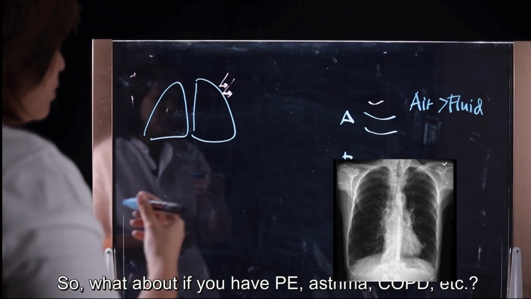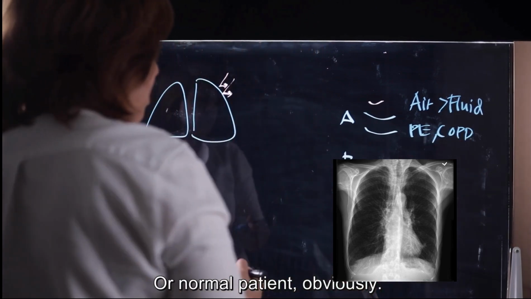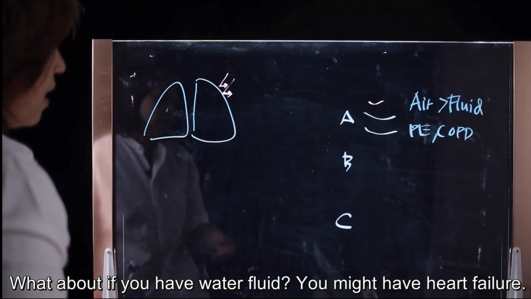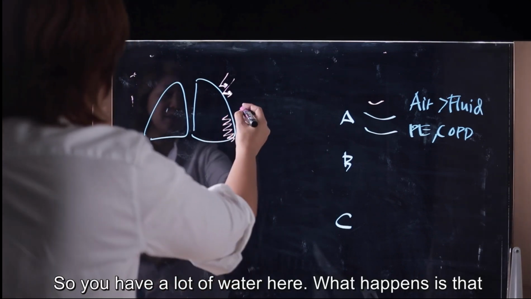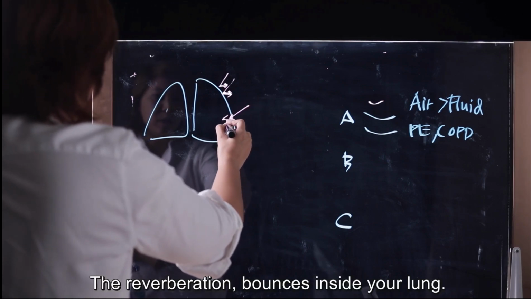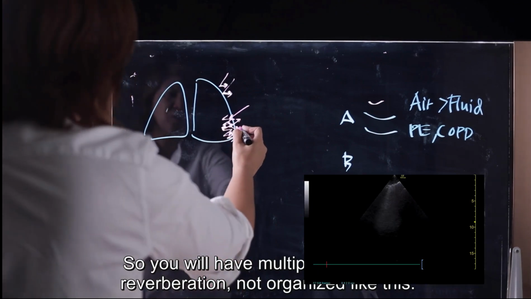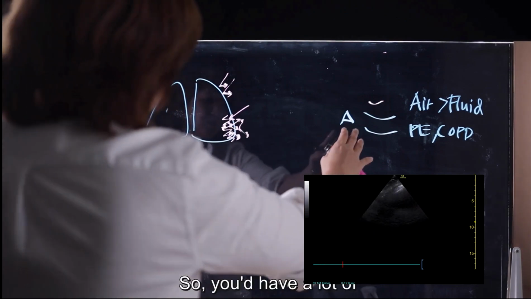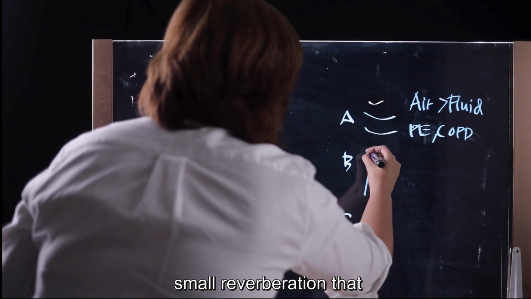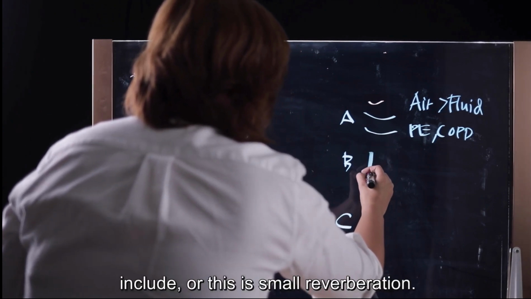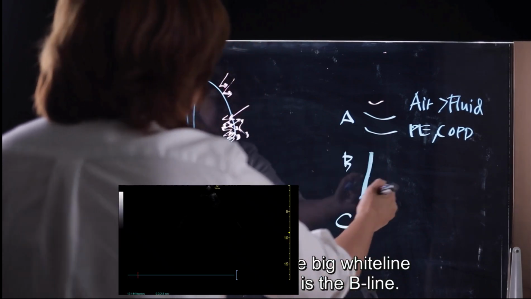So that's PE, asthma, COPD, etc., or a normal patient, obviously. What about if you have a lot of fluid? If you have heart failure, you have a lot of water here. The reverberation would bounce inside the alveoli, so you would have multiple-direction reverberation. It would not be organized like this. You would have a lot of small reverberations that merge into one big white vertical line. So this is B line.